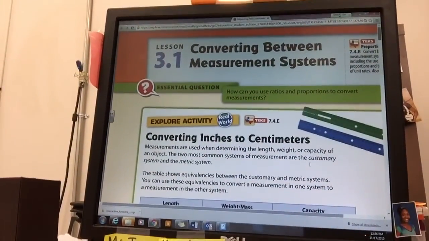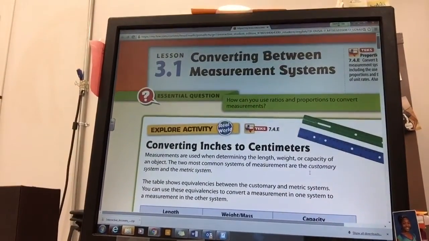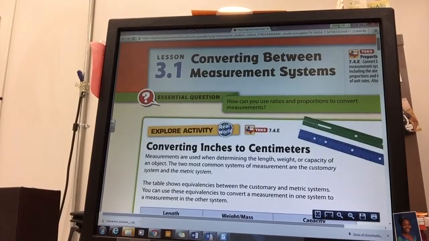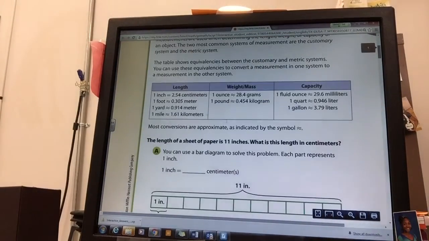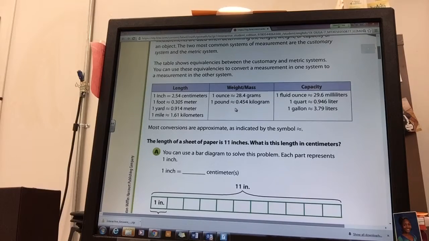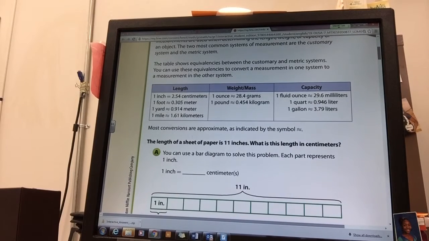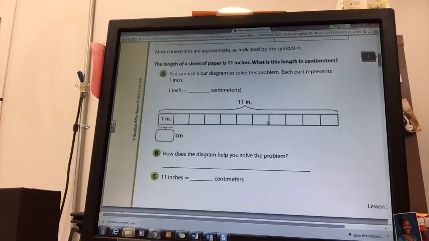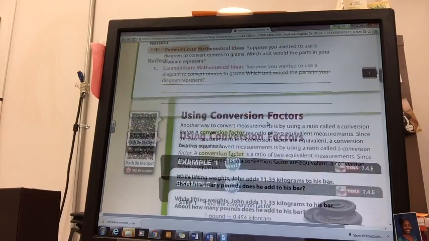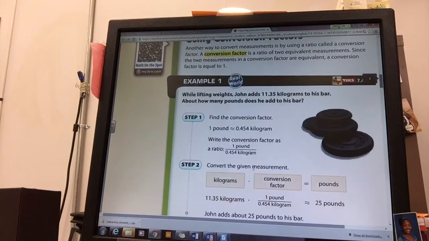All right, this is 7th grade 3.1, converting between measurement systems. So this table on the front is going to be important. It's something that is going to be used throughout this chapter. So we're actually going to skip to the next page and we're going to look at the example.